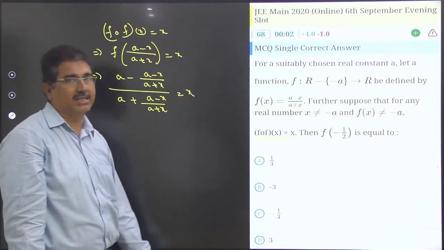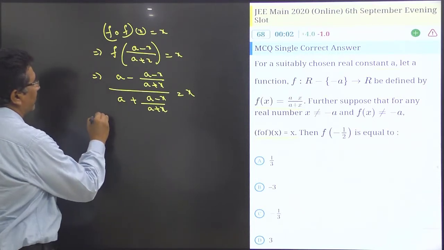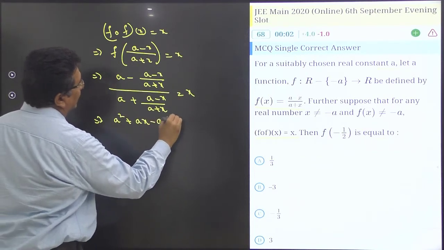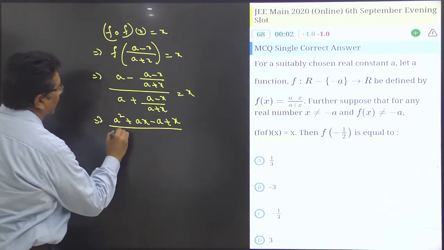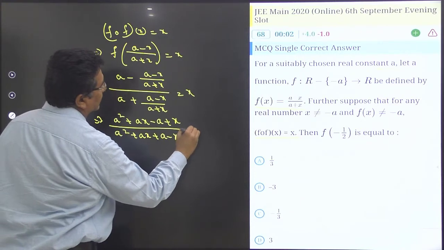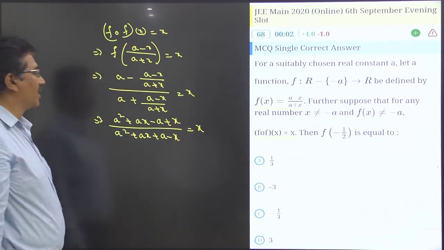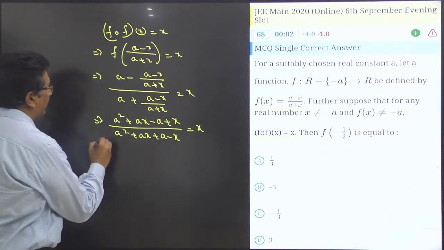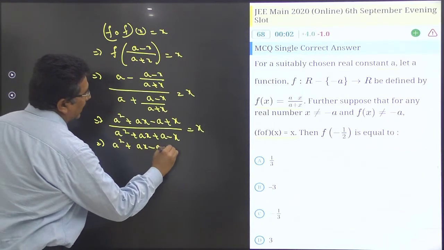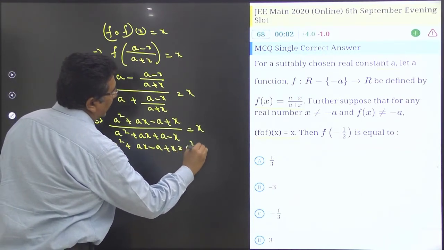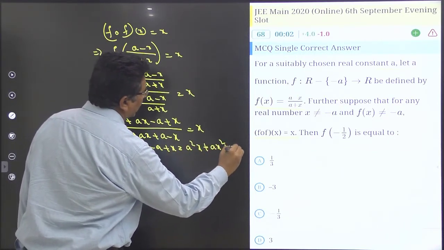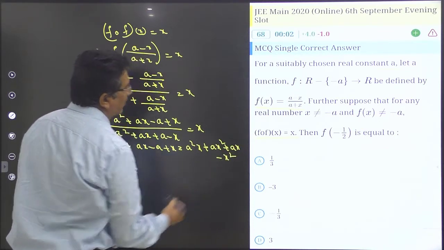Now simplifying this, that implies (a square plus a into x minus a plus x) divided by (a square plus ax plus a minus x) is equal to x. Right, now cross multiplying this, a square plus ax minus a plus x is equal to a square into x plus ax square plus ax minus x square.